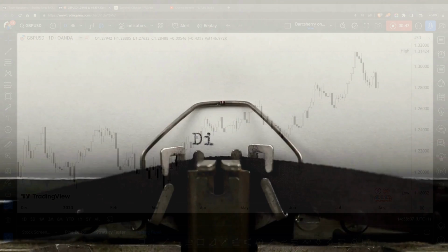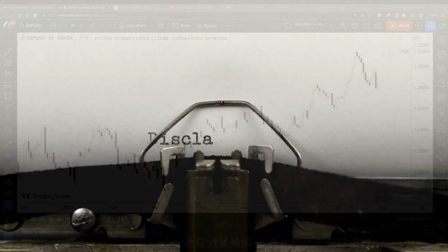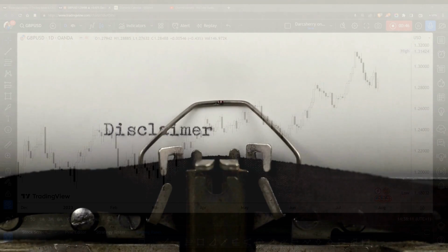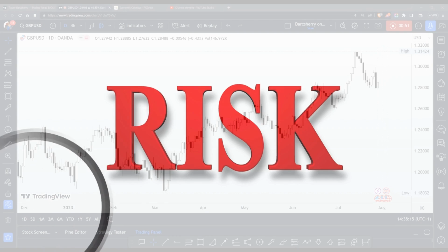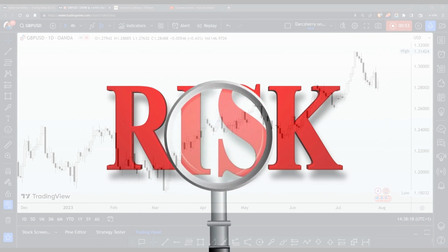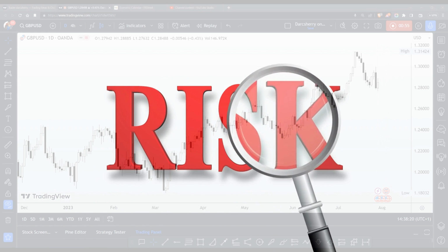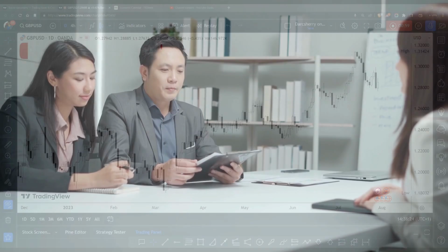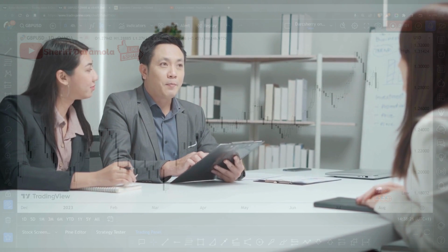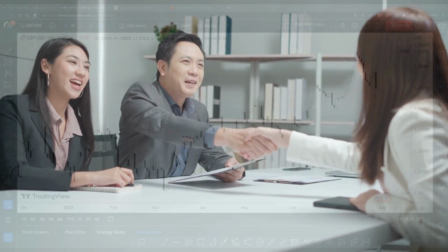Before we proceed, I would like to emphasize that this analysis is purely for educational purposes and not financial advice. The forex market involves substantial risk, and trading decisions should always be made with caution. I encourage you to consult with a professional financial advisor to assess the suitability of your position before making any investment choices.